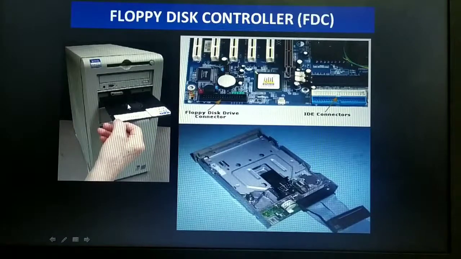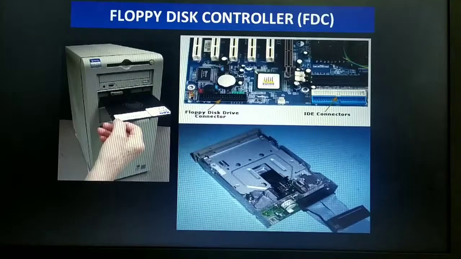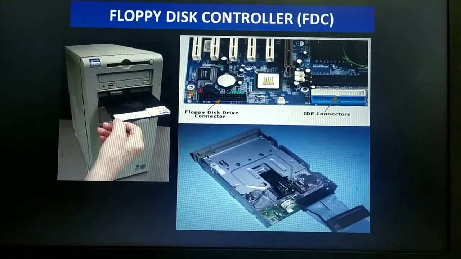Let me give an example. Whenever you insert any kind of pen drive or CD, you can see the CD drive icon in your My Computer option, isn't it? When you click on My Computer, apart from your C, D or E drives, you can see the CD drive icon. Similarly, whenever you insert the floppy disk, we get the floppy disk drive in My Computer. In order to read or write the contents from the CPU, we need an interface known as the floppy disk controller.